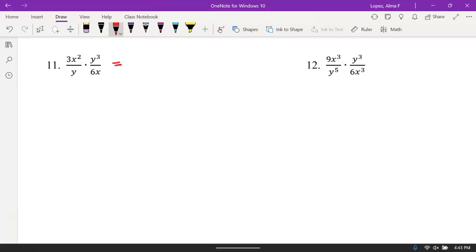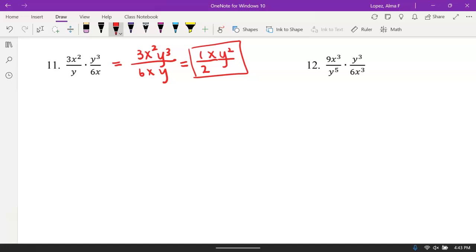If I go ahead and multiply straight across, I'm going to end up with 3x squared over y to the 3rd. And in the bottom, a 6xy. That I can actually reduce. 3 over 6 reduces to 1/2. Now the x's reduce and leave 1 x on the top. The y's reduce and leave 2 y's in the top. That's the answer.